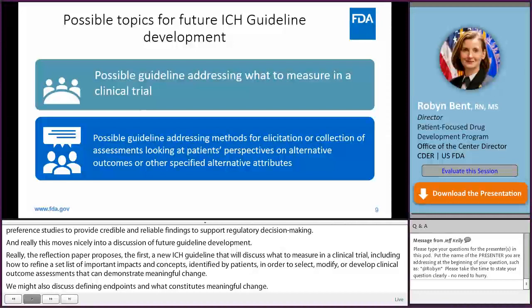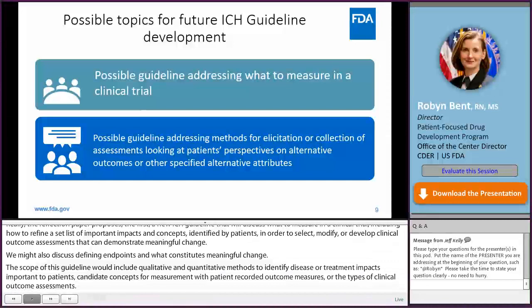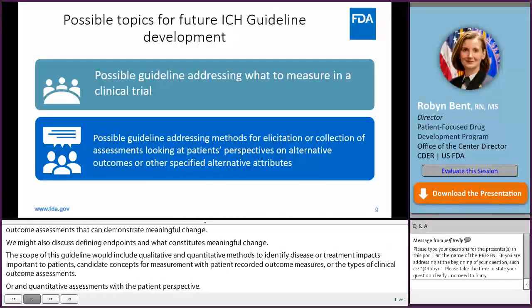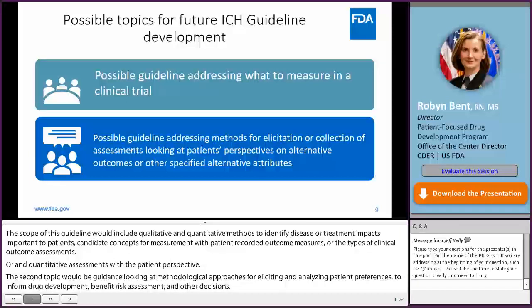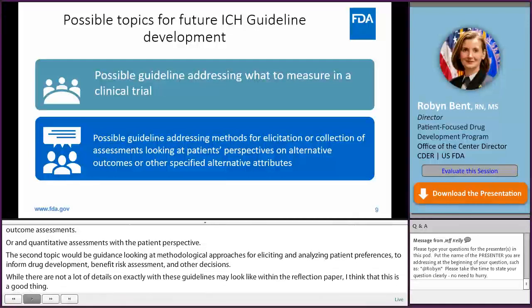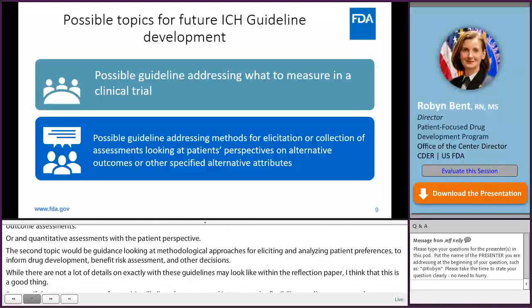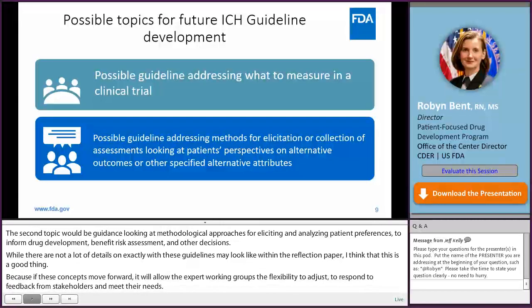The second topic would be a guidance looking at methodologic approaches for eliciting and analyzing patient preferences to inform drug development, benefit risk assessment, and other decisions. And while there are not a lot of details on exactly what these guidelines may look like within the reflection paper, I think that this is a good thing, because if these concepts move forward, it will allow the expert working groups the flexibility to adjust to respond to feedback from stakeholders and meet their needs. Another thing that this paper does is that it opens the door to new or additional opportunities to incorporate the patient's perspectives into existing ICH guidelines, something we're already seeing as part of the revision of both ICH E8 and E6.